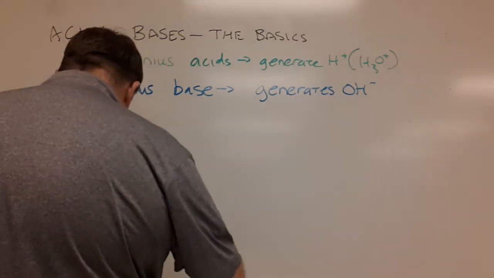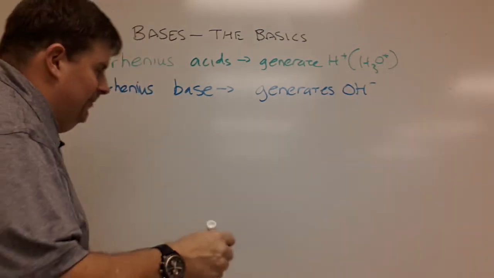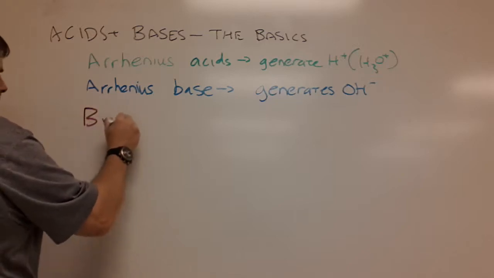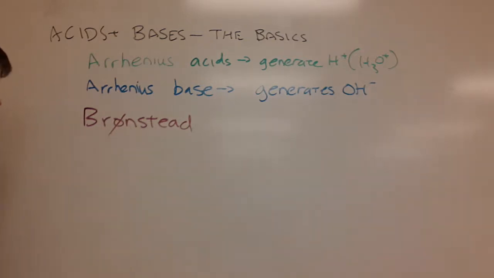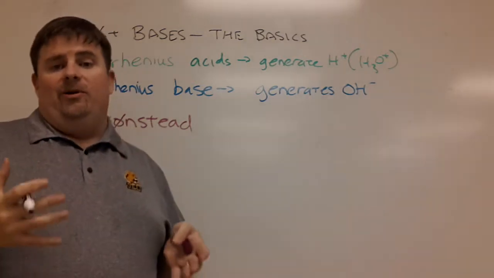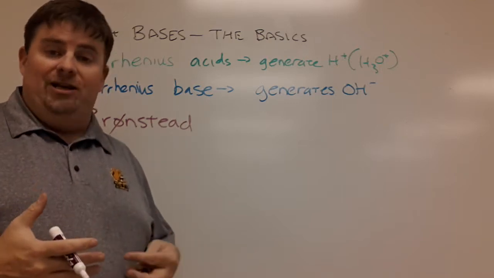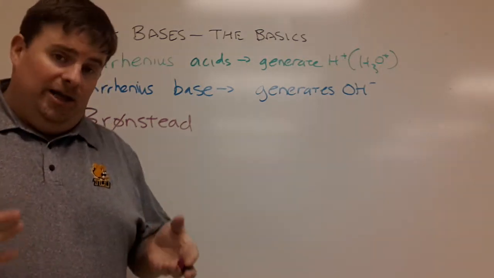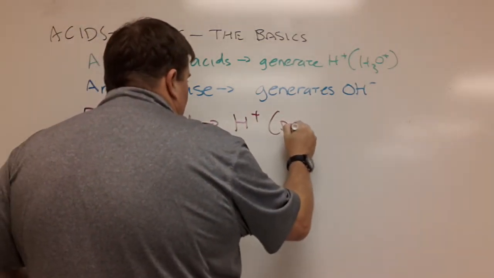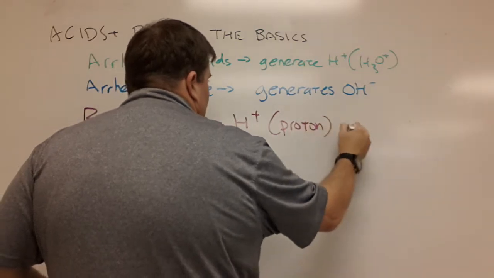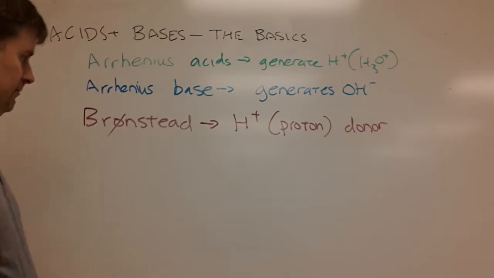A guy named Bronsted came up with a better idea, and he is much better at it because he's got a zero in the middle of his name. Bronsted, where's the zero, Dr. Elaine? Right there, Bronsted. Bronsted came up with a better definition, and he said that when you put a species in a solution and it donates H plus to the solution, it's considered an acid. Right? So it's an H plus or proton donor. Okay? That means it gives up H plus to the solution.